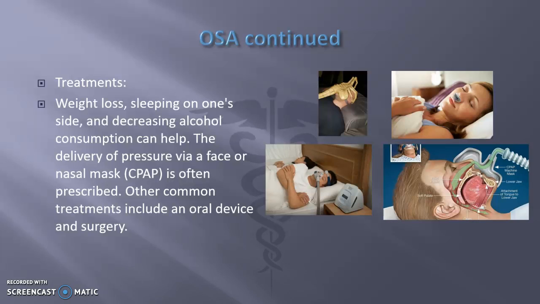It shows here the lower jaw, the attachment of the tongue to the lower jaw, the tongue, the hard palate, and the soft palate. You can see that it's opening up the airways down there. The treatments are, like we said before, weight loss, sleeping on one side, and decreasing alcohol consumption. Delivery of pressure via face or nasal mask is often prescribed. Other common treatments include an oral device and surgery.